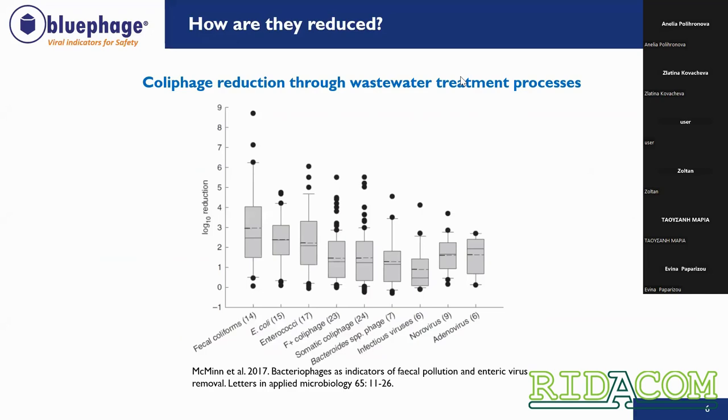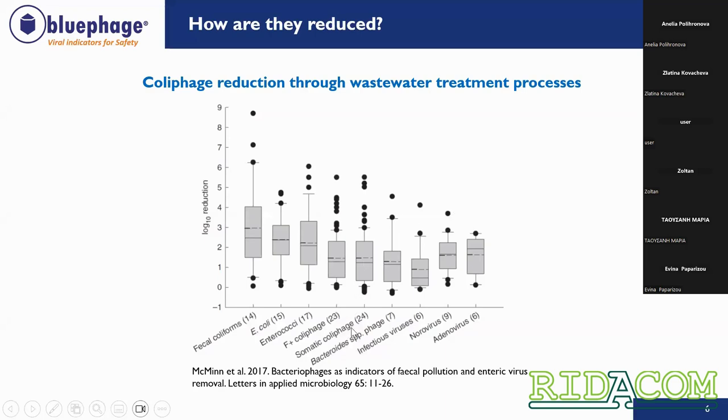So we were talking about the importance of testing coliphages in order to make sure that the water is safe. Here we are introducing a graph with the coliphage reductions through the treatment process. On the left side of the graph, we have typical bacteria like fecal coliforms, E. coli, and enterococci. On the right side, we have typical viral pathogens like norovirus and adenovirus. And in the middle, we have the F coliphages and the somatic coliphages. As you can see, the log reduction of the coliphages is very similar to the viral pathogens.